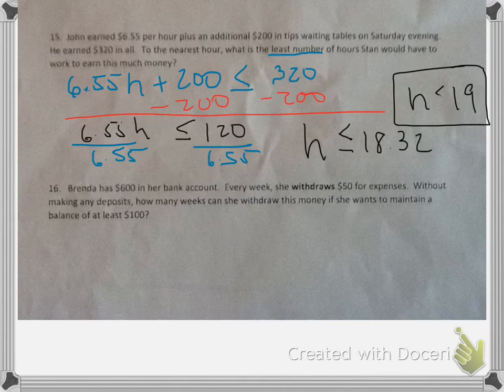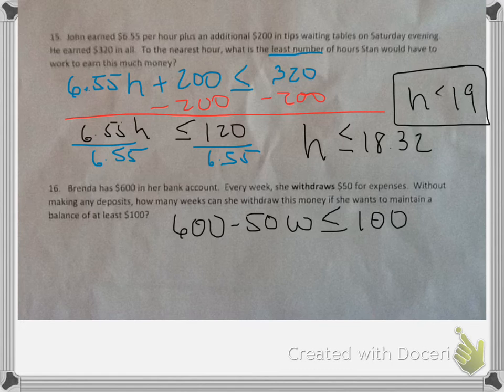Alright, let's do number 16. Brenda has $600 in her savings account. She withdraws $50 for expenses a week. So she takes $50 out for every week, without making any other deposits. How many weeks can she withdraw this money if she continues to maintain at least $100? That means $100 is the least we can have, but you could have exactly $100.